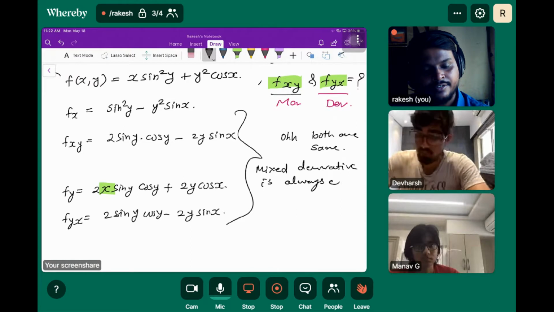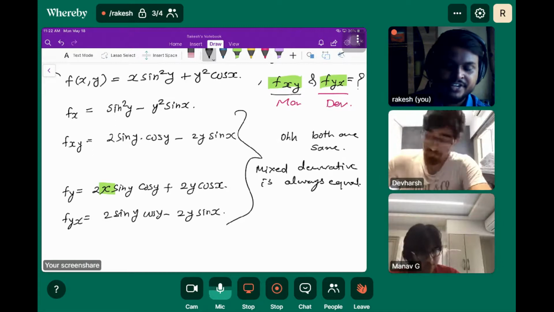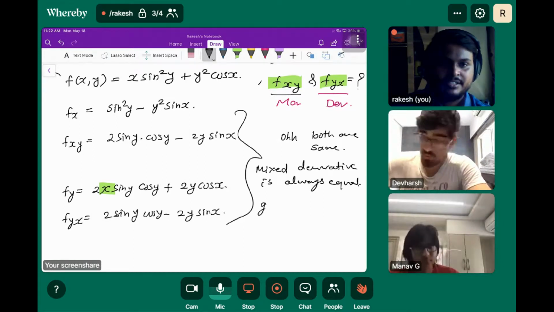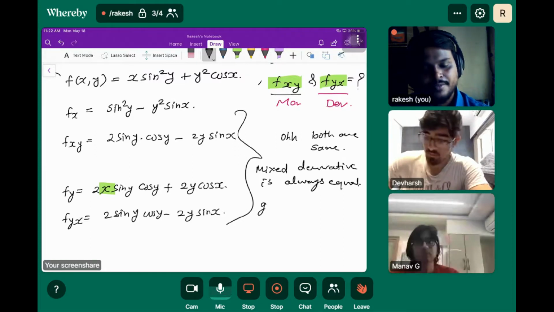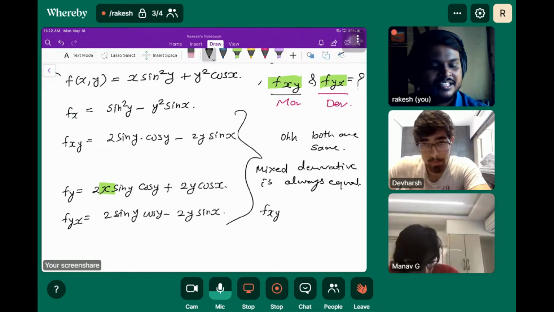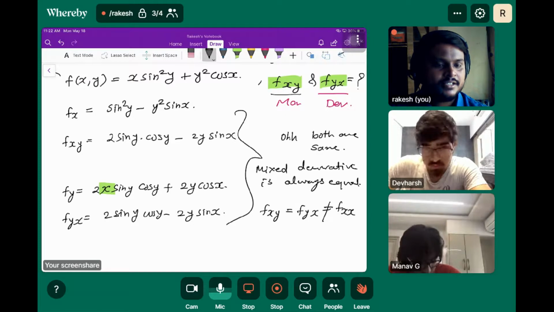The mixed derivative is always equal. If I am saying mixed derivative, let's understand in two independent variables itself. Mixed derivative means f of xy is the same as f of yx, but this is not equal to f of xx or f of yy.